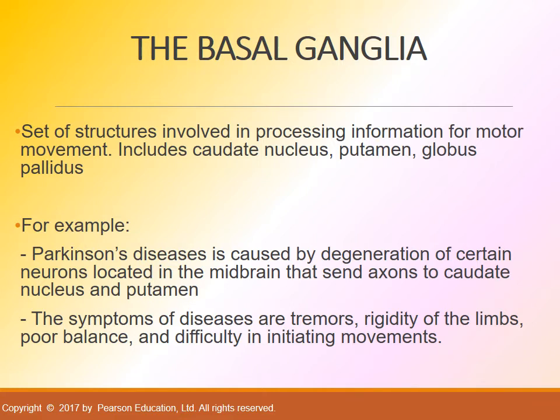For example, Parkinson's disease is caused by degeneration of certain neurons located in the midbrain that send axons to the caudate nucleus and the putamen in the basal ganglia. So the symptoms of this disease are weakness, tremors, rigidity of the limbs, poor balance, and difficulty in initiating movement.